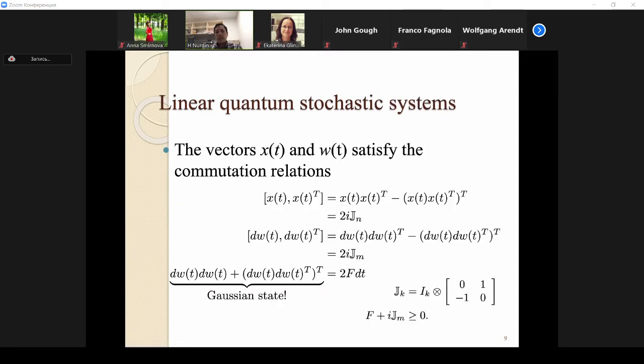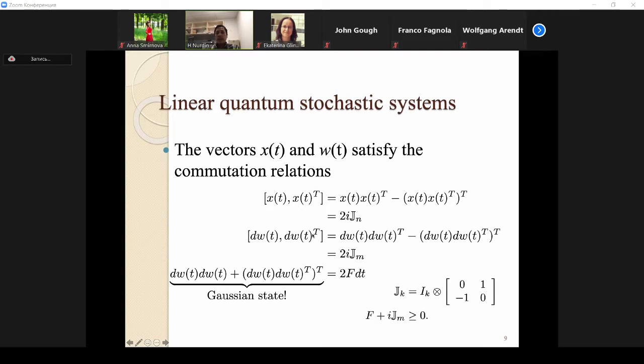Now these being operators, XT and YT, not all elements of these vectors commute, and they satisfy these commutation relations. The commutator of XT with its transpose, which is defined by the term I have on the right-hand side, is going to be given by this constant 2i times Jn. This Jn is a skew symmetric matrix, which is the tensor product of the identity with this 2 by 2 matrix, the Pauli X operator, if you will.